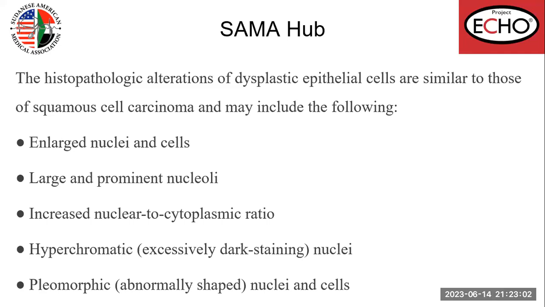There is also an increased nuclear to cytoplasmic ratio, or as we know it, N/C ratio. And this means that the size of the nucleus will become larger than the normal size. So it will tip off the balance between the amount of nucleus and cytoplasm inside the cell. We also notice hyperchromatism, which means excessively dark staining of the nuclei, which makes them very, very dark. And we notice pleomorphism of the nuclei and cells, and pleomorphism means abnormally shaped nuclei and cells.